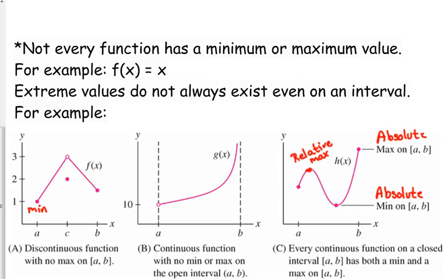Now, if this were not contained to an interval, it appears that this is like a cubic function. So to the left of A, this function would continue decreasing. So this absolute minimum that we have identified on this interval would then become a relative minimum because the function does achieve lower y values. But on this interval, this is the absolute minimum of this function on this interval.